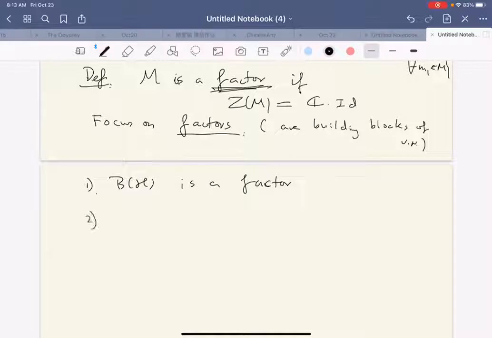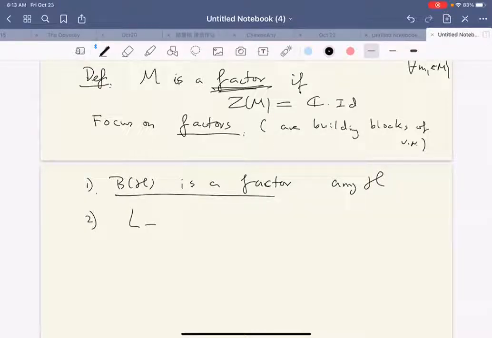The second one, which is, excuse me. Here, H is an arbitrary Hilbert space, right? Yes, it doesn't have to be L2 of F2, any Hilbert space. So it's a good exercise to check B of H is a factor.